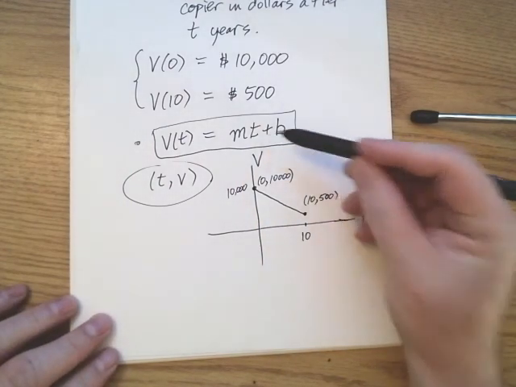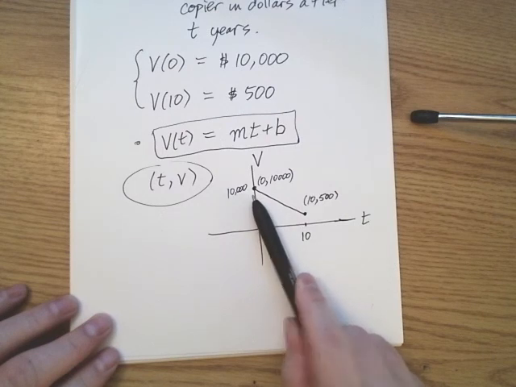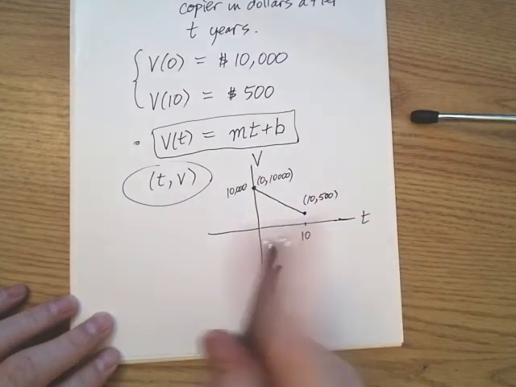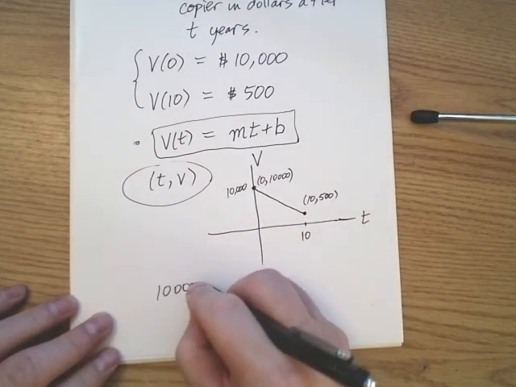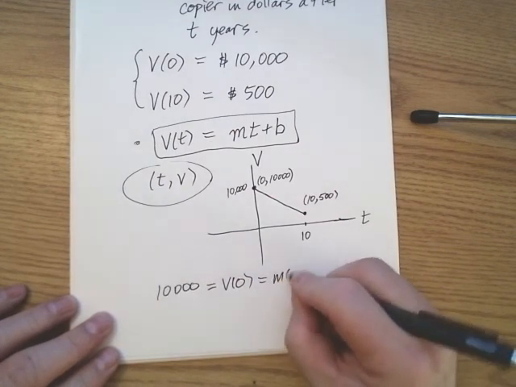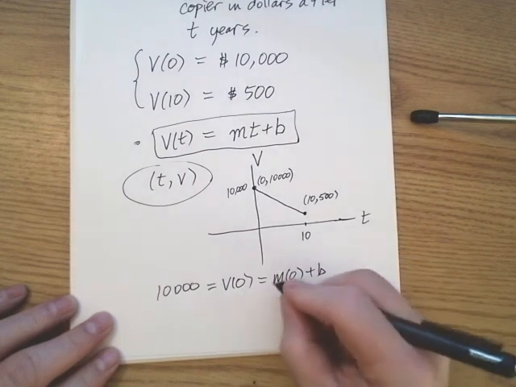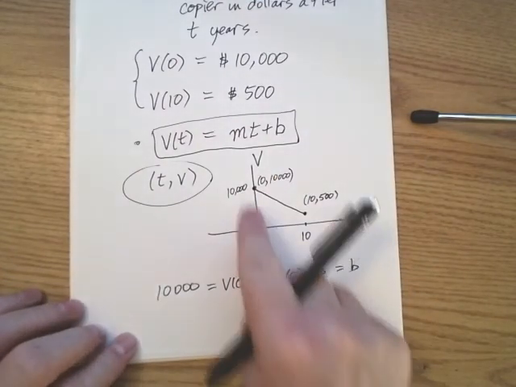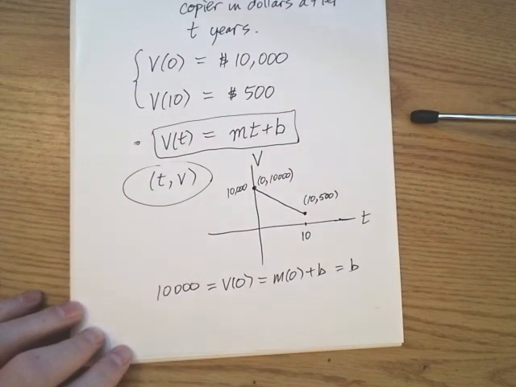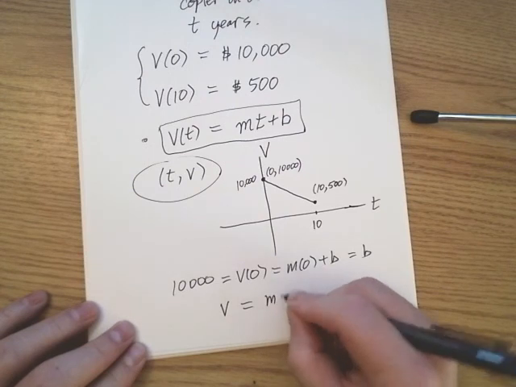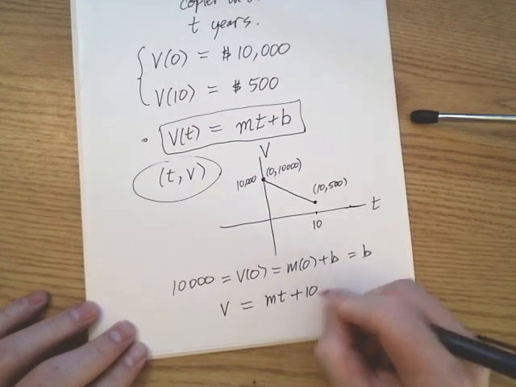One thing I can do right here, I already have the v-intercept right off. If t is equal to 0, and I substitute that in, I've got $10,000 is v at 0, because that's the initial value. That's m times 0 plus b. M times 0 is 0, plus b is b. So b is actually $10,000. You can see that graphically also, the v-intercept is $10,000. So already I have part of the equation: v equals mt plus 10,000.